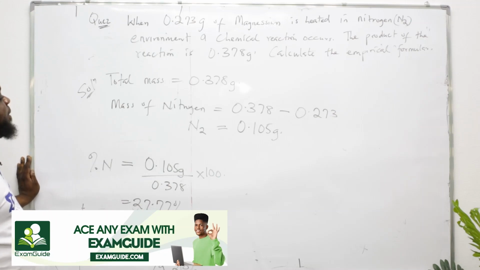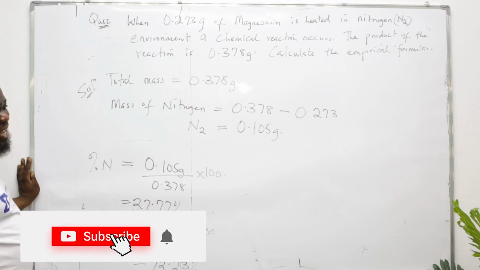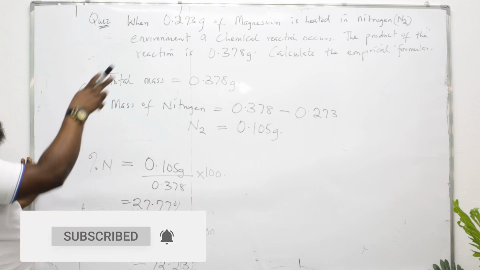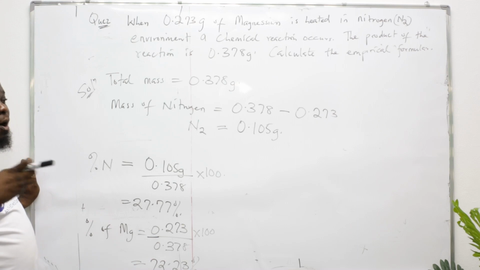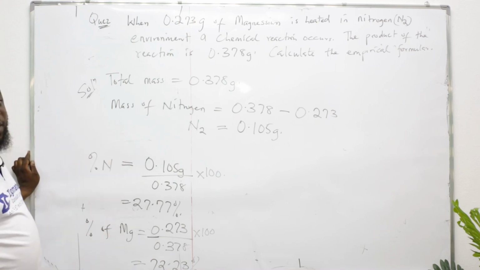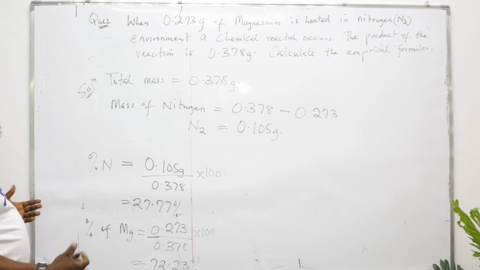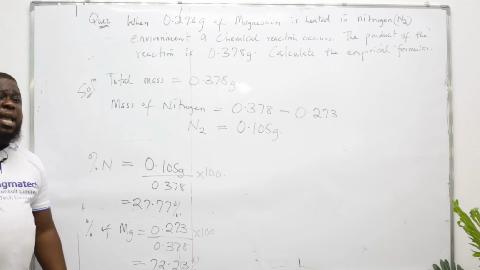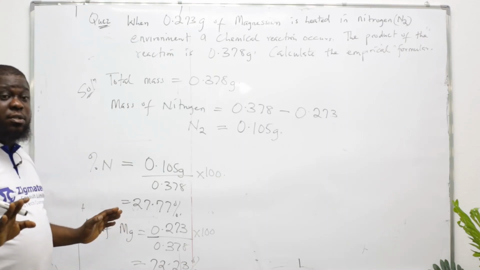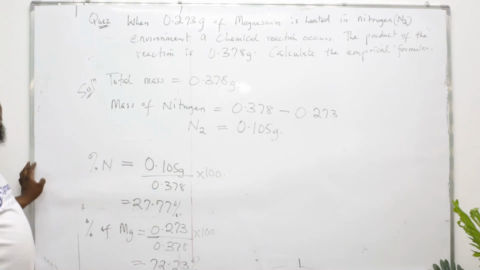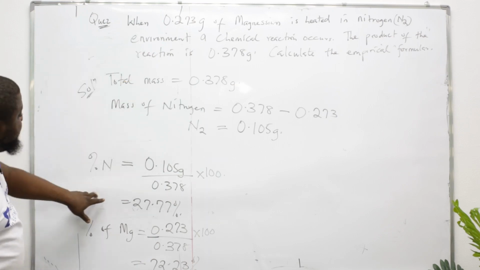In essence, it's going to be 0.378 minus magnesium, because 0.378 is the answer that is supposed to be given when you add magnesium and nitrogen. So for us to get nitrogen, we must remove magnesium from the answer, and it gave us 0.105 grams. Now when you finish, you must look for the percentage of nitrogen. Remember, the empirical formula rule says change percentage to grams. In essence, the figures given must be in percentage; that is when you can change them to grams. So now you've gotten the grams, then you change to percentage.